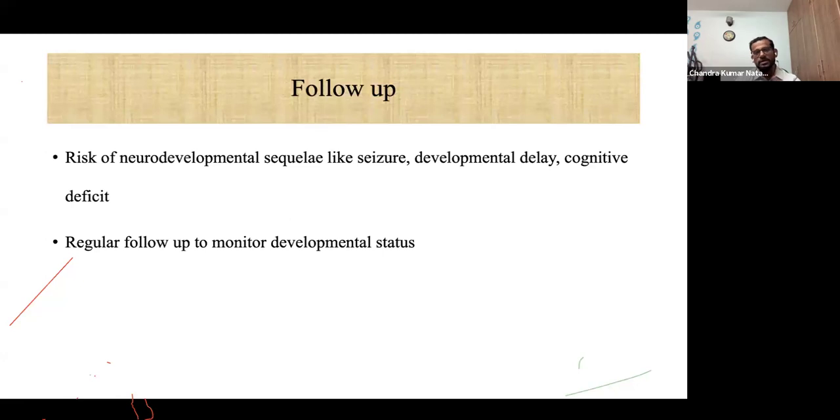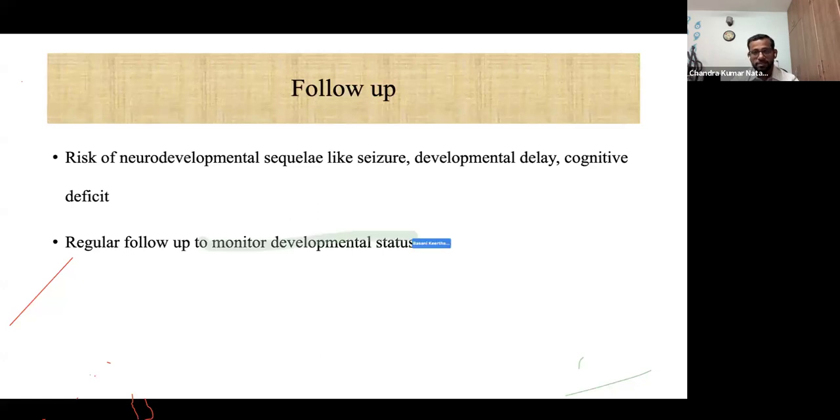So these babies with hypoglycemia are at risk of neurodevelopmental sequelae. They can have seizure, developmental delay, cognitive deficit. So they need to be put on a high risk follow-up program, and we need to closely monitor the development of these babies. Okay. So these babies may also require neuroimaging later to identify if there is any delayed development.